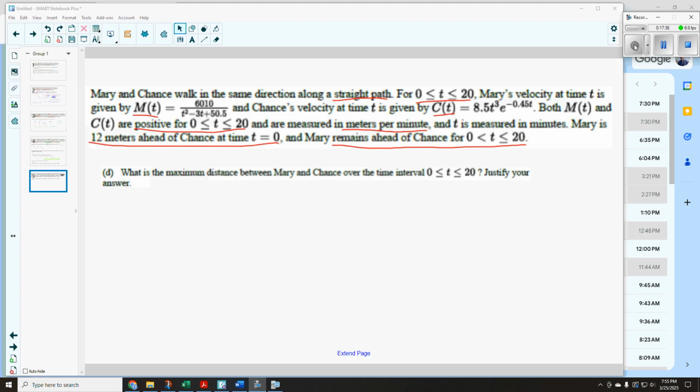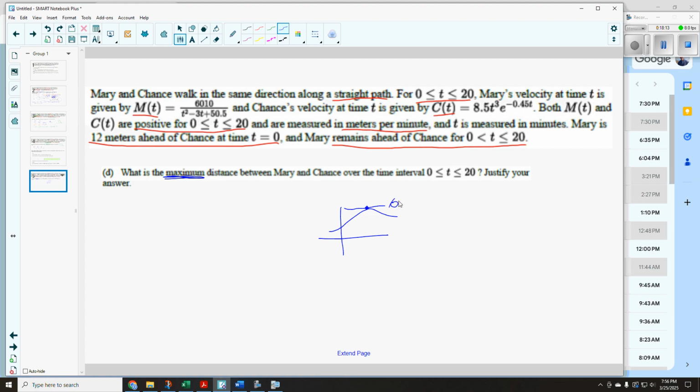Part D is the hardest part of this problem, which is why it's worth 4 out of the 9 possible points. When you see the word maximum, it should bring up into your mind immediately, oh, max min. I'm looking at an extrema problem here. And if you remember, if I kind of draw a little function right here, this maximum right here is where the derivative is equal to 0.